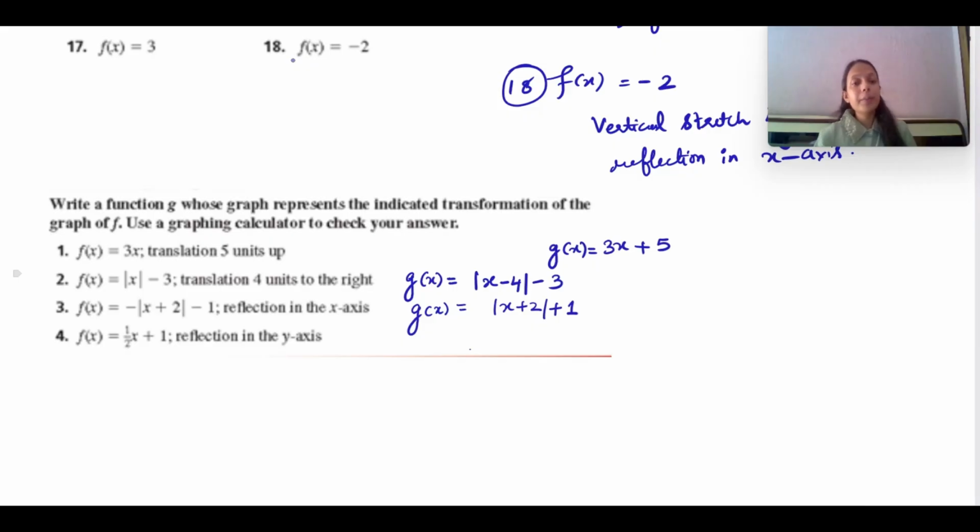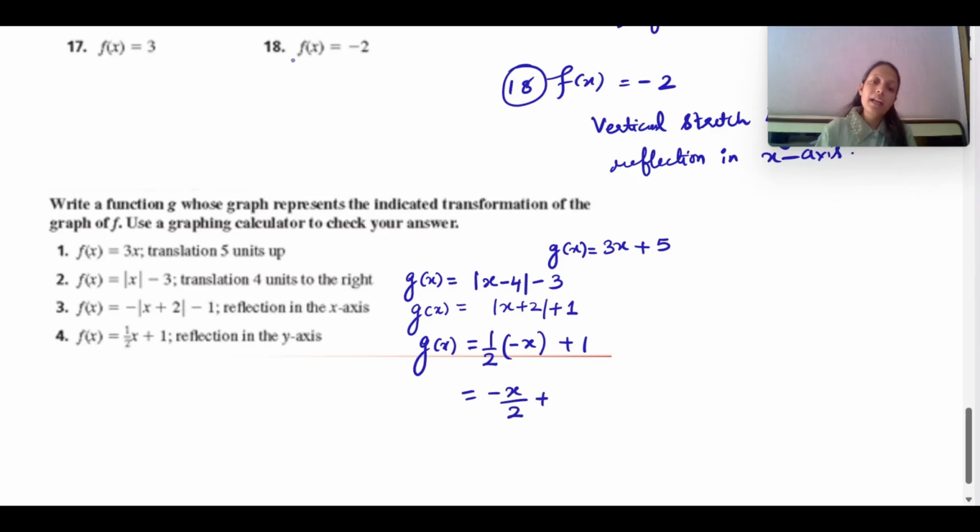Now question number 4. f(x) is equal to 1 by 2 times x plus 1. I want a reflection in the y-axis. When we have to reflect in the y-axis, only change x to negative x. So 1 by 2 as it is. Instead of x, I will change it to negative x. Whatever the power, if it is a power 2, I still have to take the power 2. And the change is inside the term. I'm again telling you, it will be inside. So if you open the bracket, it will be negative x by 2 plus 1. Done. So that's g(x).